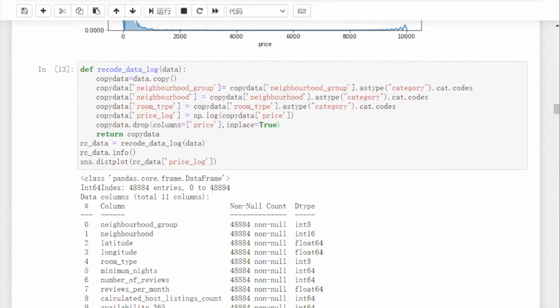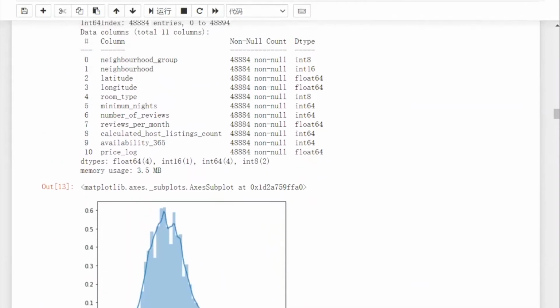So we processed the original data, such as re-encoding the categorical variables so that they will be added into the correlation calculation. And we also converted price into price log. From the figure below, we can see that the price log has indeed become a normal distribution.